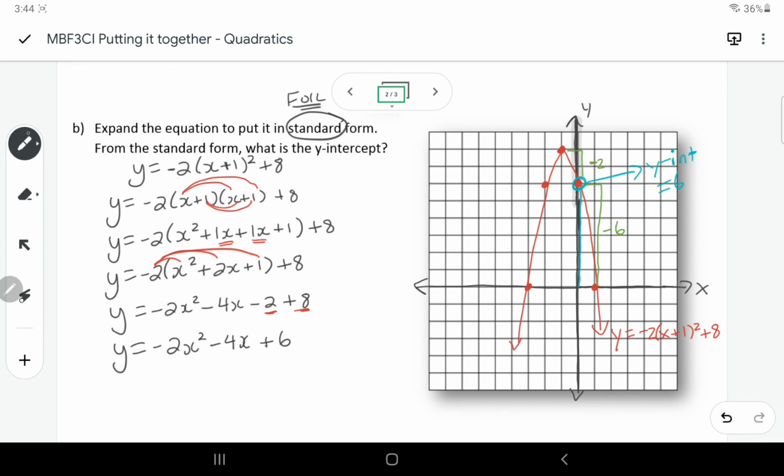That's our standard form. And one really easy, nice thing we can see from standard form is the y-intercept. The number by itself at the end in standard form is the y-intercept. And we see that that's true there, that on this graph from the previous screen, the y-intercept is at a value of positive 6.